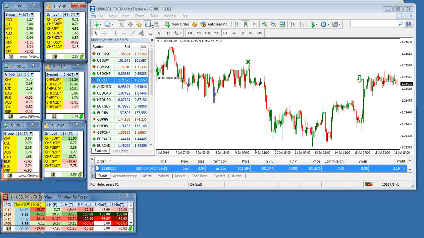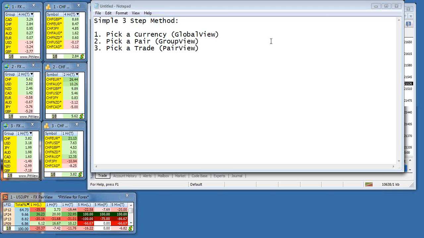So that's where we get into picking a pair. Earlier in the class, our first case study, and the one that we'll look at, is the Euro Swiss. So we'll do a little bit of a case study here, case study number 1, Euro Swiss, and this is on a 1-hour time frame.